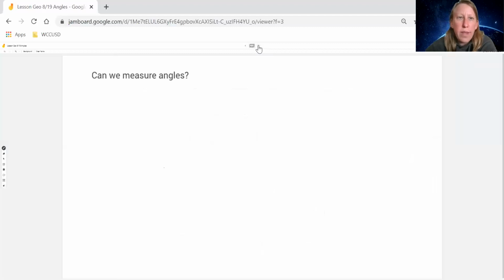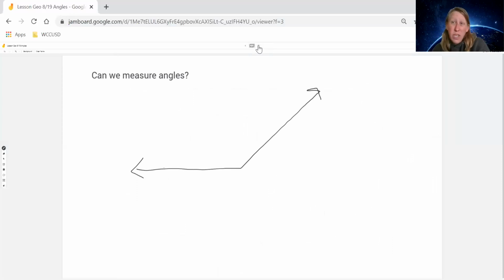So what can we do with angles? Can we measure them? If I draw an angle right here, can you tell me how big it is? Can you put a number with this shape, or can we just name it?